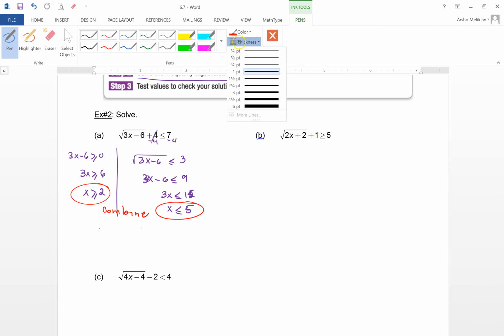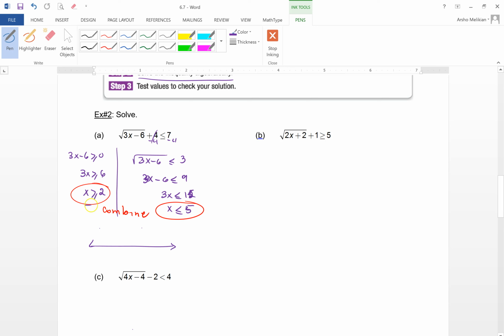Let's put them in a number line. So this is telling me that my values have to be greater than or equal to 2. And this is telling me that they have to be less than or equal to 5. That means where is my solution? It's in this region here. So the solution is 2 less than or equal to x less than or equal to 5.